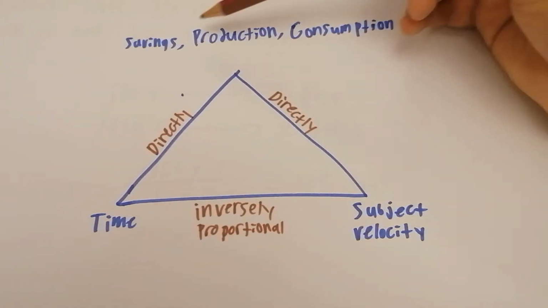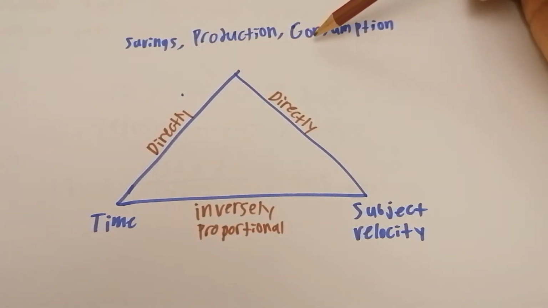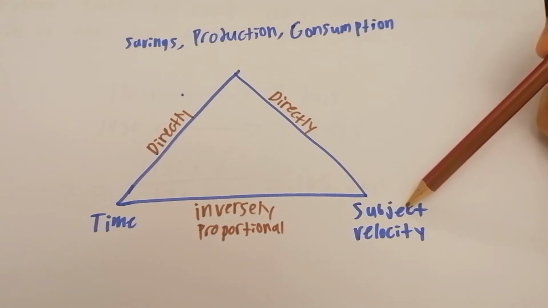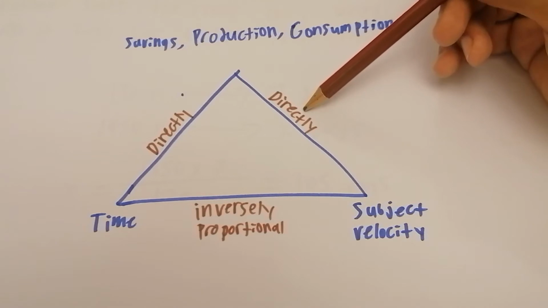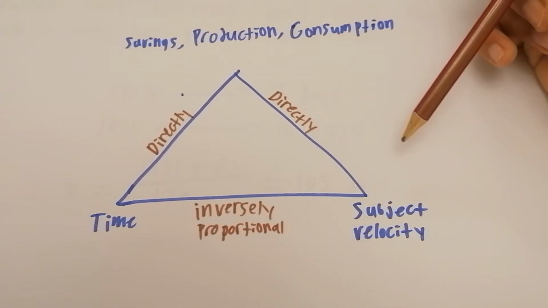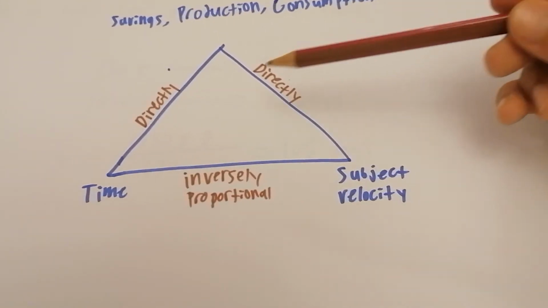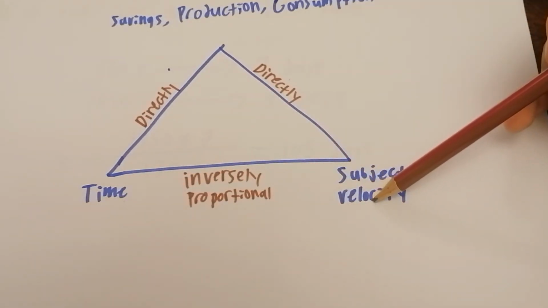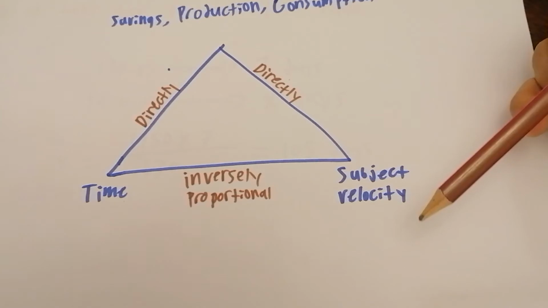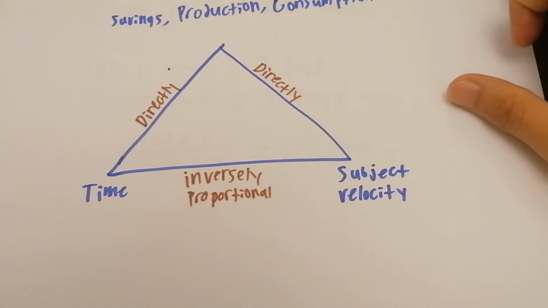Again, if we have a relation between savings or production or consumption with a subject or someone who is responsible for doing the action, this again indicates a direct proportion. Now, if we have a relation between time and the subject or velocity, this indicates an inverse proportion. However, this doesn't come up a lot in the test.